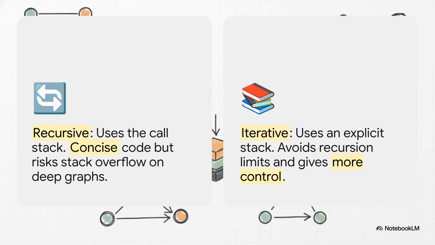The other way is iterative. Here, you manage the backtracking yourself with a data structure called a stack. It's a bit more code, but it's safer and gives you way more control, especially for massive real-world problems.